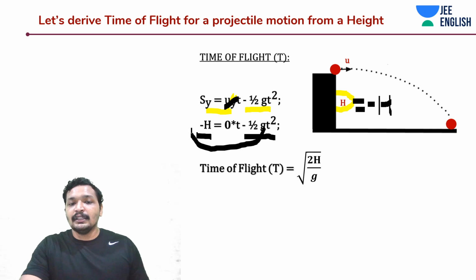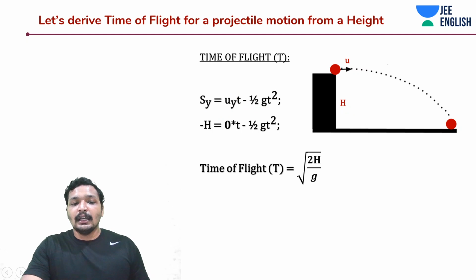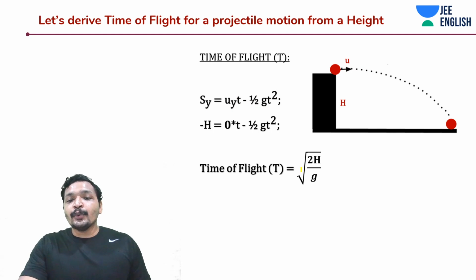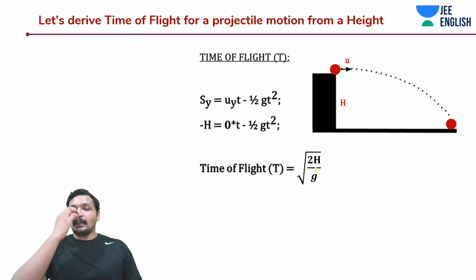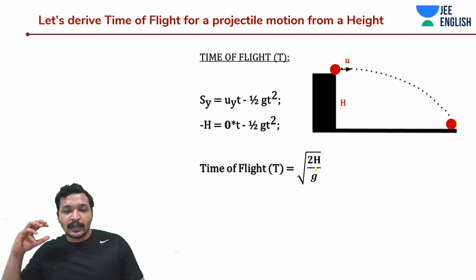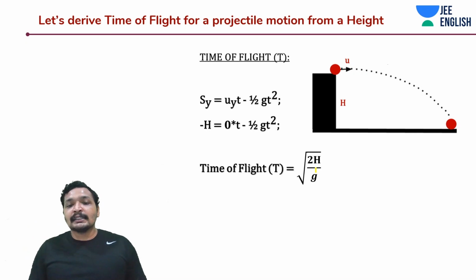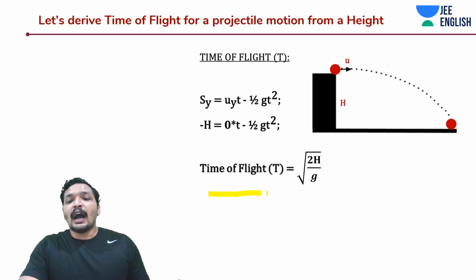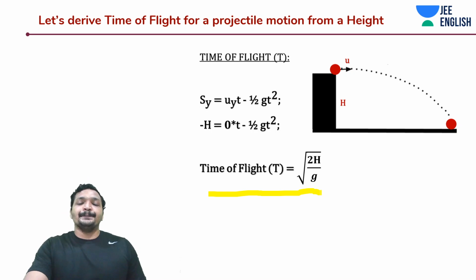I would take this g over to the denominator, and on the other side, the minus would cancel, and this half would go up over here and become 2. So the time of flight would be, in this case, under root of 2h by g, where h is the height of the building, or the height on which I'm standing or you're standing, and you throw this ball only with velocity along x-axis, then the time of flight is going to be under root of 2h by g.